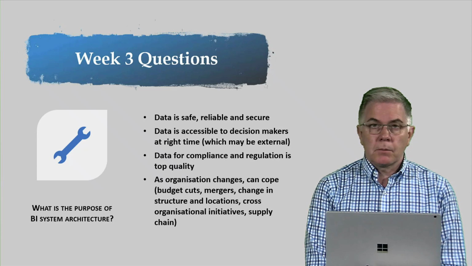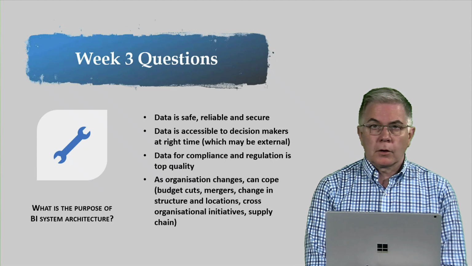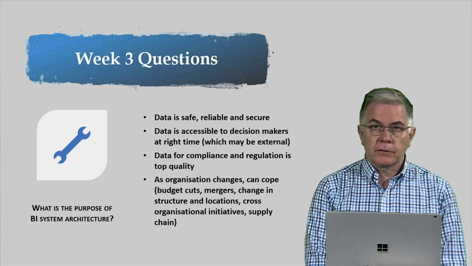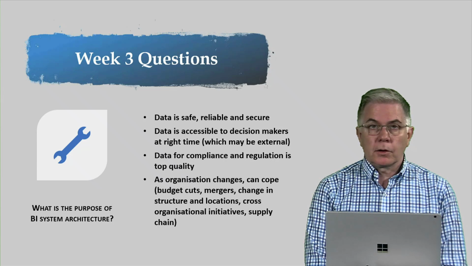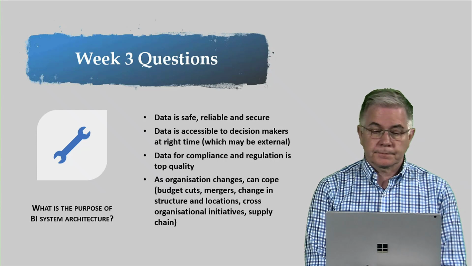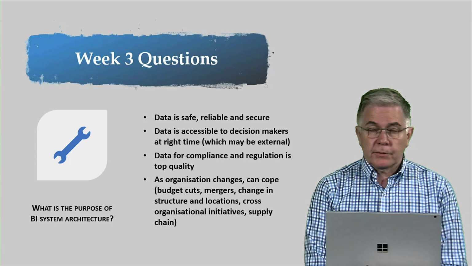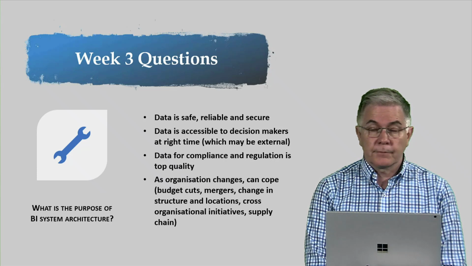And also keep in mind that you have external stakeholders as well. So these may be government reporting agencies, these may be suppliers, these may be partners, these may be collaborators. The data for compliance and regulation has to be top quality, and particularly if you're in an area like finances or insurance, this is very much the case. The other purpose of the architecture is that as an organisation changes, the system can change.